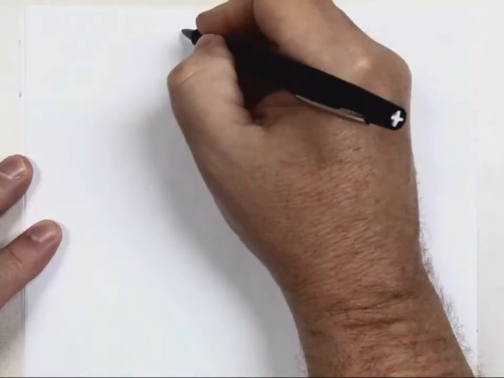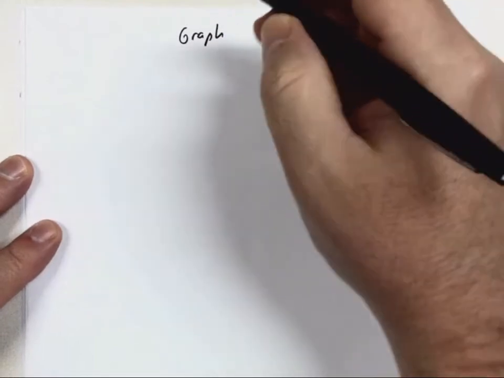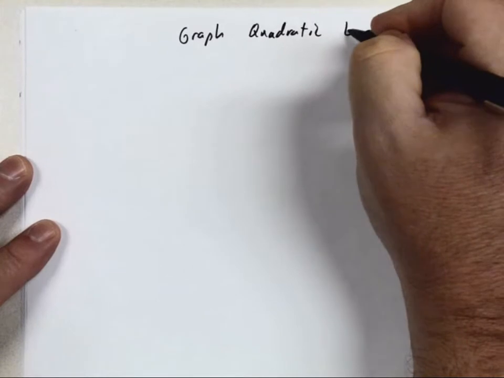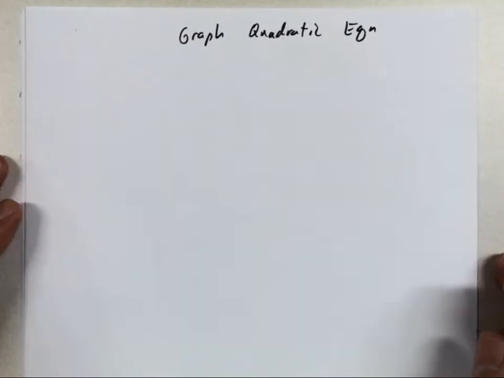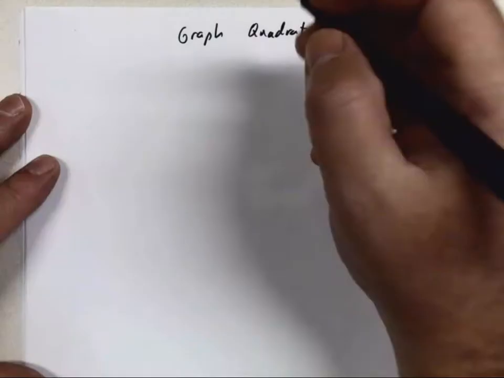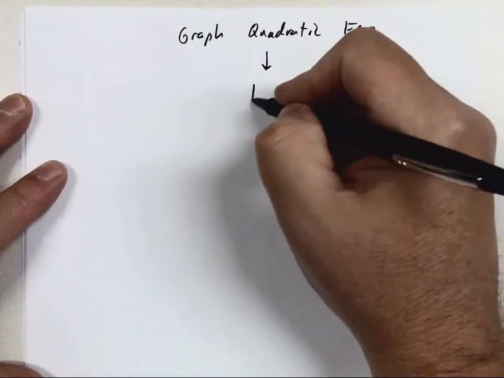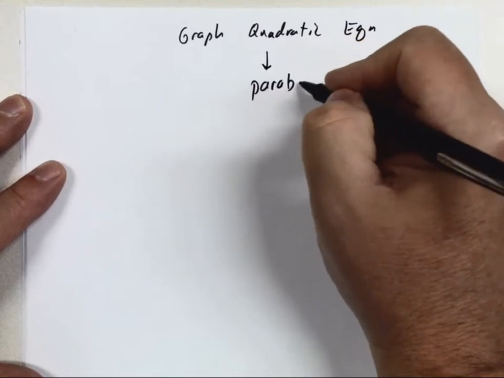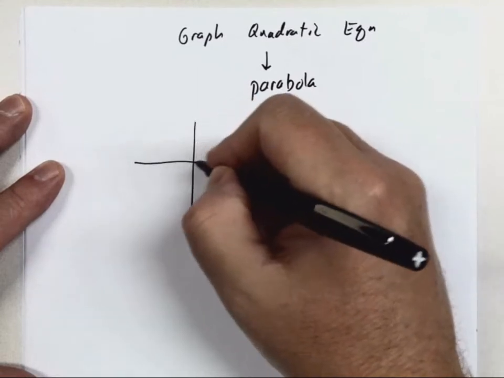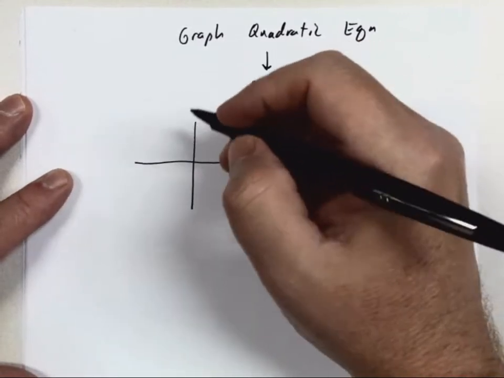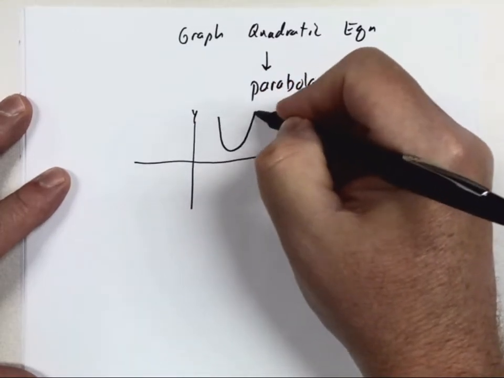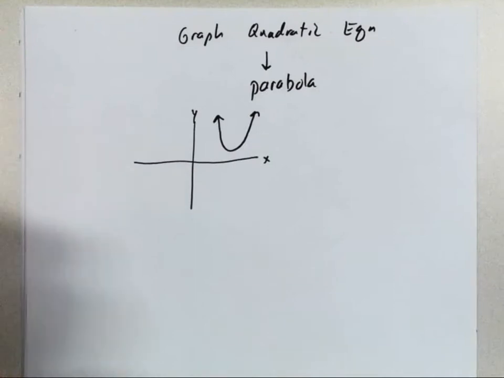Okay, let's talk about what happens when we try and graph a quadratic equation. Now, for the kinds of quadratic equations we're looking at, the shape of it ends up being called a parabola. There are really two kinds of parabolas. The first one looks like this.